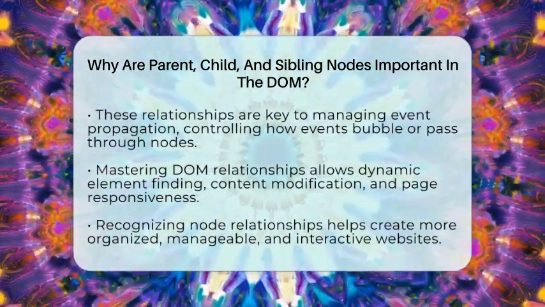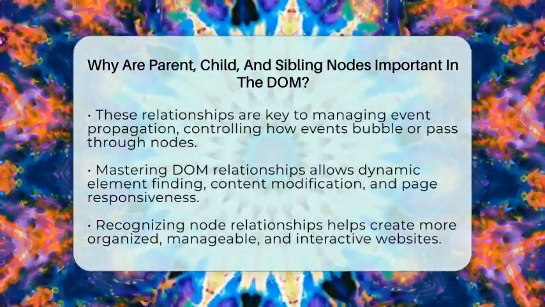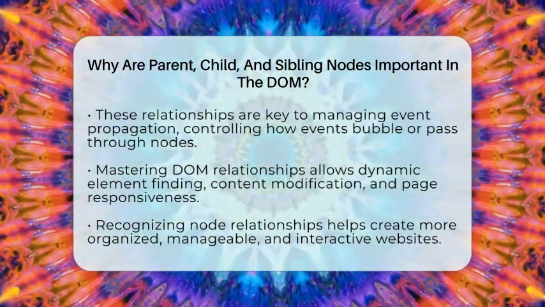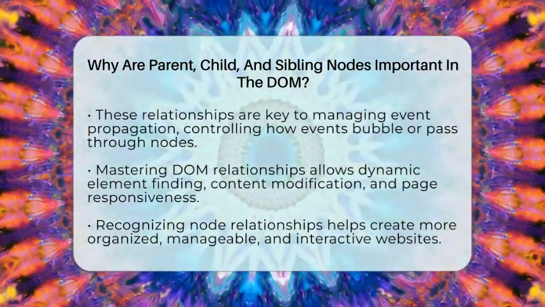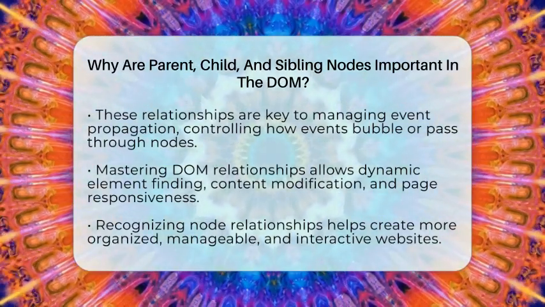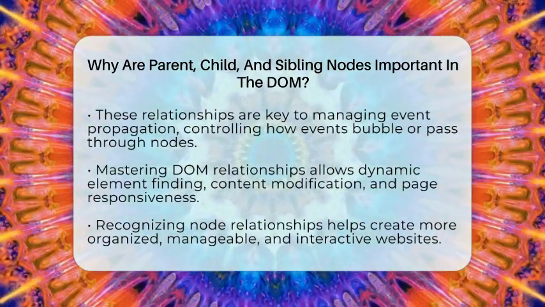Event propagation is another reason these relationships matter. When a user clicks on an element, events can bubble up from the child to the parent. Knowing how nodes are connected helps you control how events are handled. You can decide whether an event should be caught at a certain level or passed along.